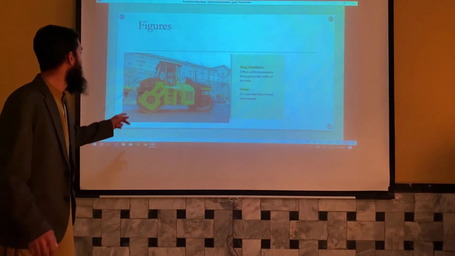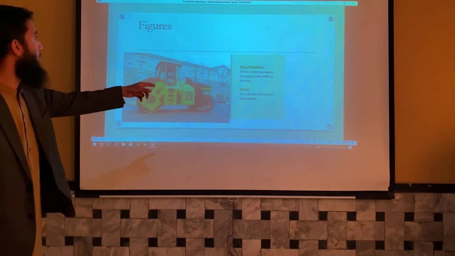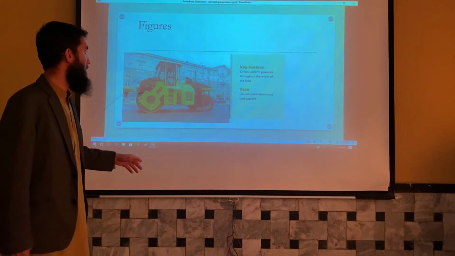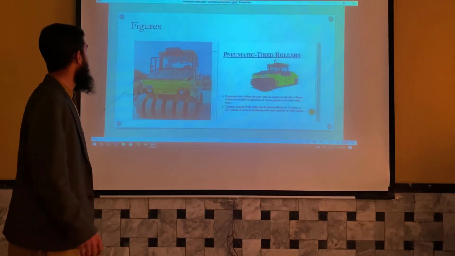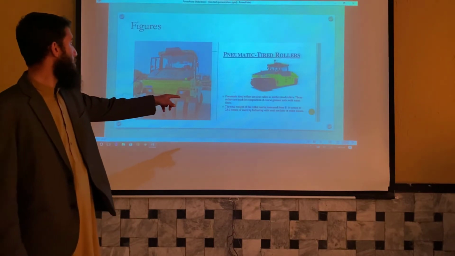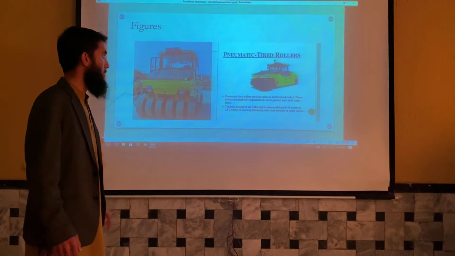These use friction and pump pressure throughout the bed of the tire, and this is used for cold-laid bituminous spot work. These are used for this type of pneumatic tire roller. Pneumatic tire rollers are also called rubber tire rollers because they are made of rubber.